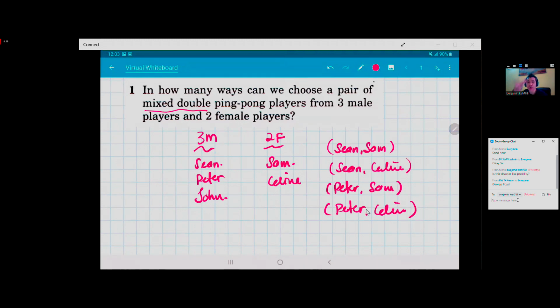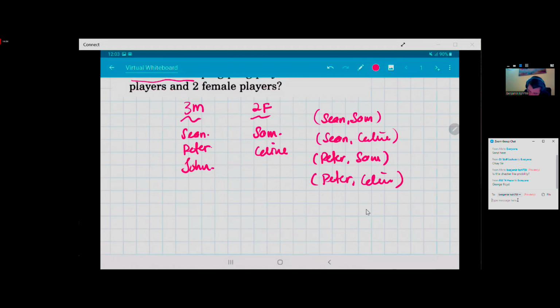Okay, so that's 4 pairs. And then finally there's 1 more boy, right? So maybe John can pair with Samantha, and maybe John can also pair with Celine. So from this arrangement here, can you see, to make mixed ping pong doubles, I've got a total of 1, 2, 3, 4, 5, 6 pairs. Terdapat 6 pasangan.